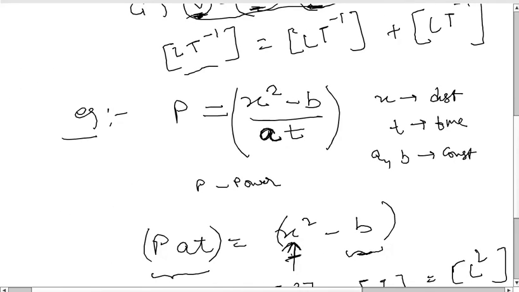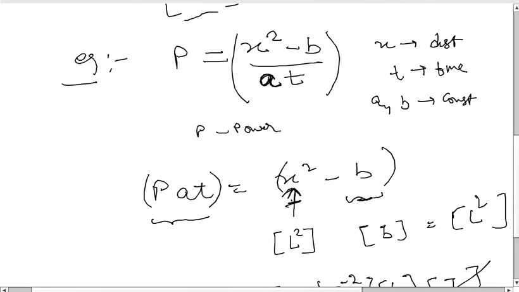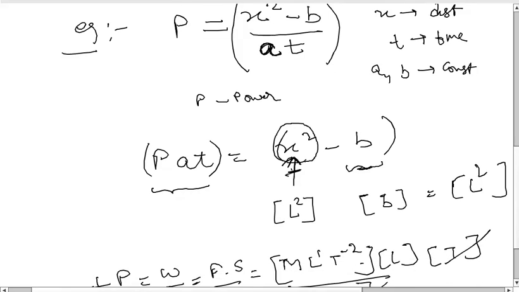Then in this case we rearrange this formula, which is PAT is equal to x square minus b, in order to have the same dimensions. So if we are subtracting these two terms and this formula is valid, which is given, then both of them must have the same dimensions. The dimension of x, which was our distance, is L square. Then what will be the dimension of this? It also has to be L square, because you can subtract only same quantities. So if this term has dimension L square, then B will also have the L square dimension. Is it clear?